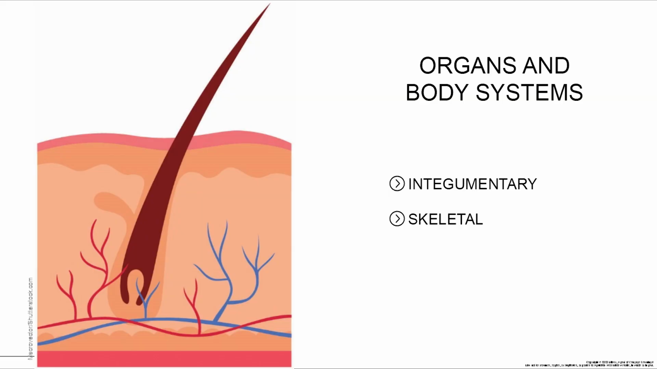So first, let's talk about the integumentary system. That is the largest organ of the body. And what could that system be? It's the skin. You have over 9 pounds of skin on your body.